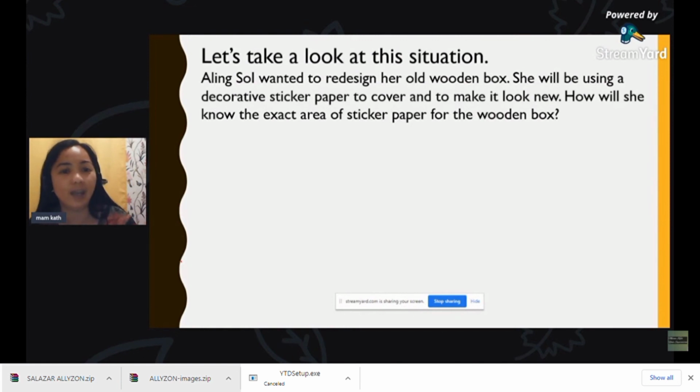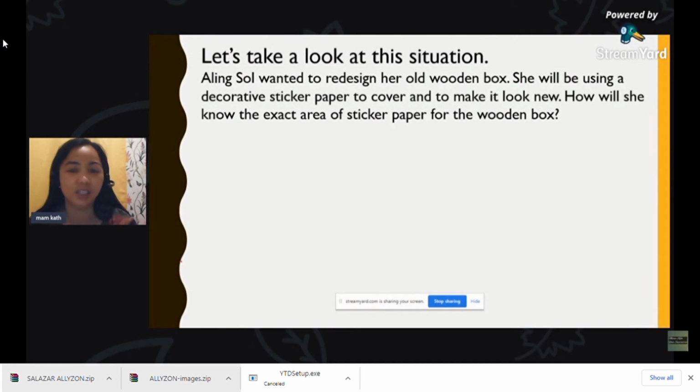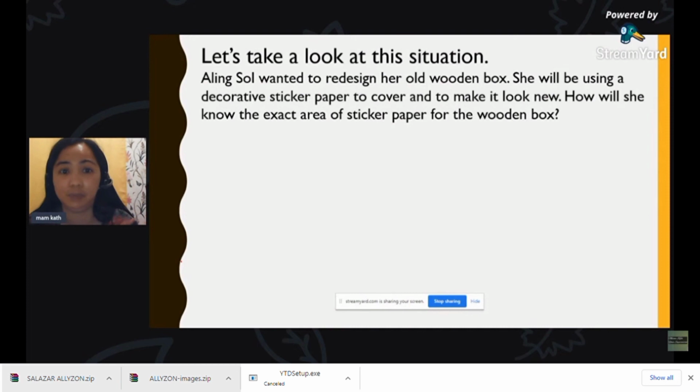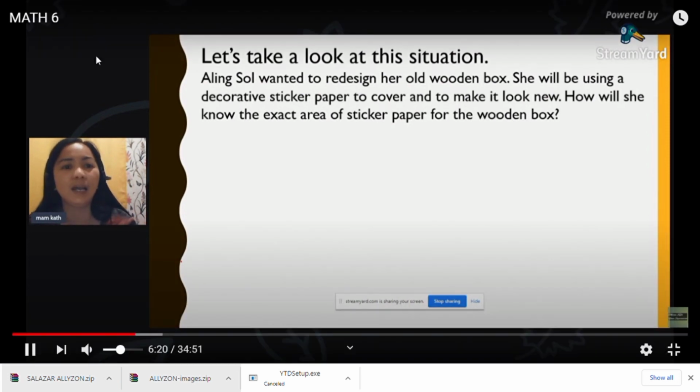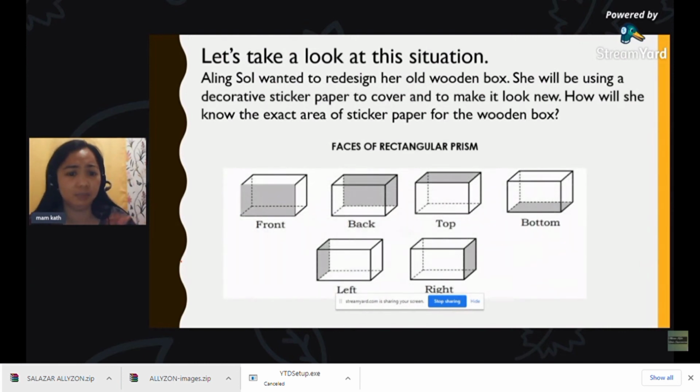So, kailangan niya, pag sinabi nating tatakluban niya yung wooden box, unang iisipin nyo, ano ba yung itsura ng wooden box? Siyempre, when we are saying box, it is a rectangular prism. And then, para ma-redesign niya ito, tatakluban niya yung lahat ng faces ng rectangular prism. And the faces of a rectangular prism are here. We have the front face, the back face.